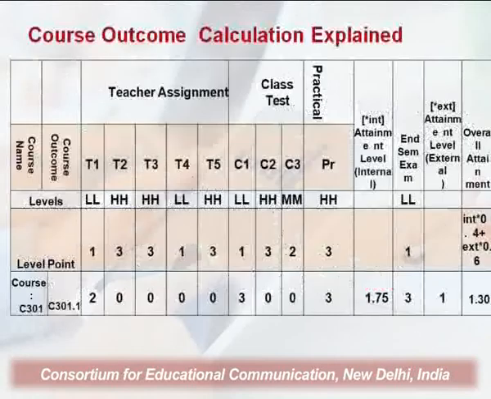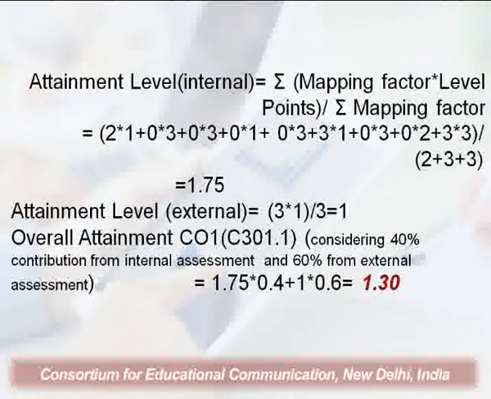If you see the previous slide, you can see the level of attainment is mentioned as 1.75, and we have calculated 1.75 like this. And the attainment level for external is 3 into 1 divided by 3, which is equal to 1.